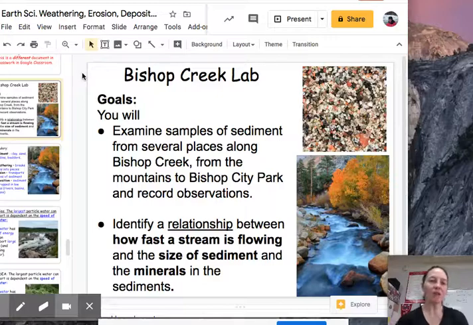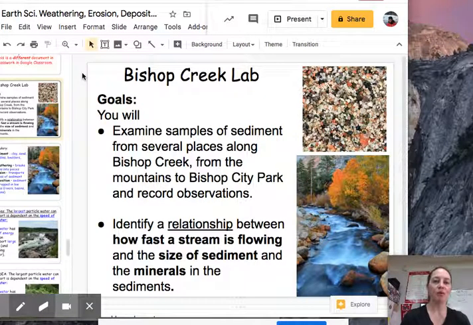Good morning, everyone. So now that you've finished your notes on weathering, erosion, and deposition, the next thing we're going to do is Bishop Creek Lab. And this lab I intended for you to start by this Wednesday and then be able to finish up by next Wednesday. So you've got a week to do it, but I want to walk you through what you're going to be doing every day.